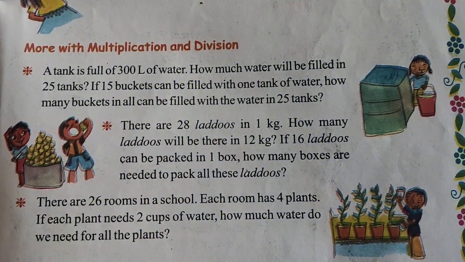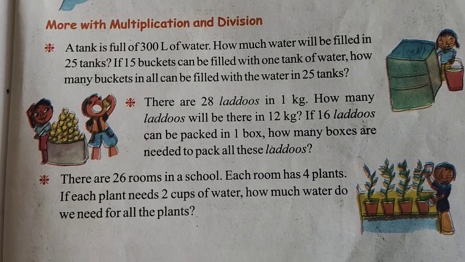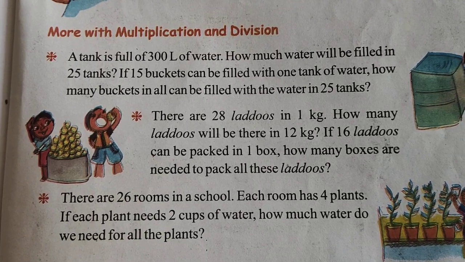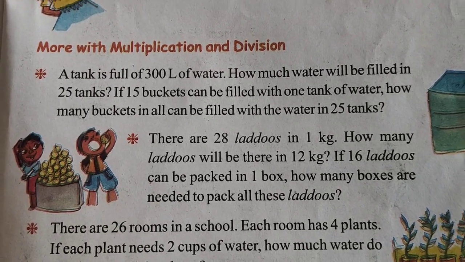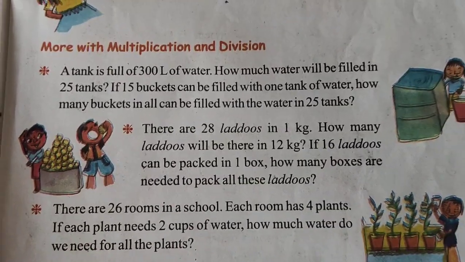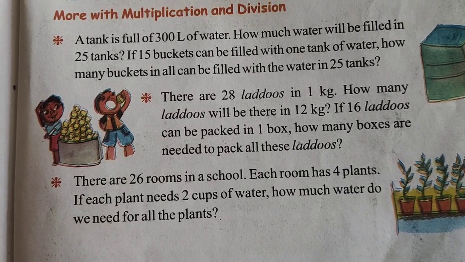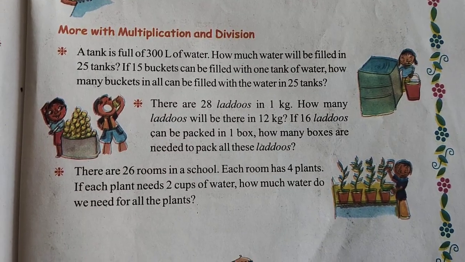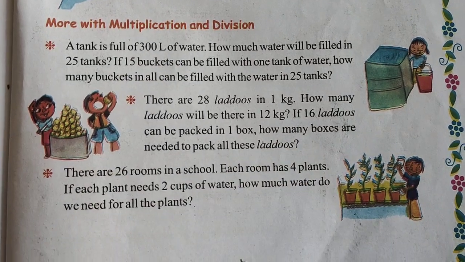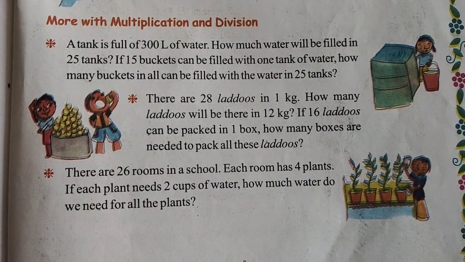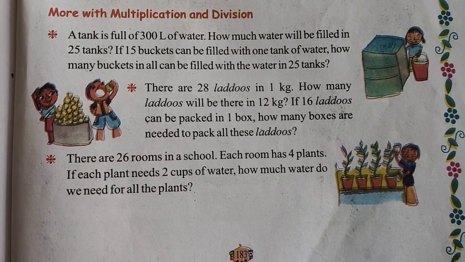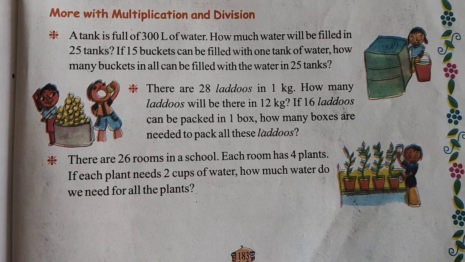Now let's see about the sums with multiplication and division. Here both the things are in this one sum only. So we are supposed to multiply and we are supposed to divide also. Now, a tank is full of 300 liters of water. How much water will be filled in 25 such tanks? In one tank 300 liters, so what will be in 25 tanks?